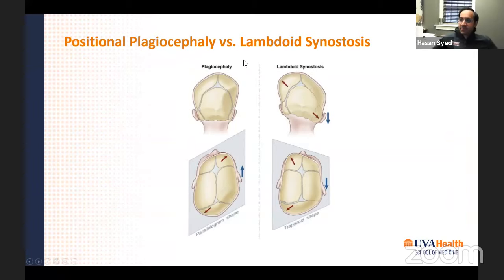So plagiocephaly versus lambdoid synostosis. I find that plagiocephaly, really, is a child that looks like a parallelogram. The ipsilateral ear is anteriorly displaced with frontal bossing and a flat head towards that side, versus lambdoid synostosis, where the ipsilateral ear that's affected is pushed down and there's contralateral frontal bossing. Something to take into consideration: lambdoid synostosis is exceedingly rare, but it has been seen.